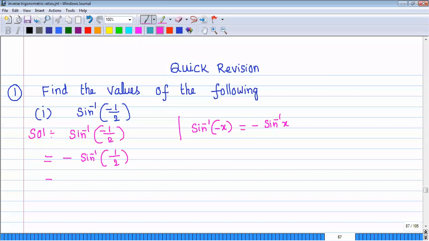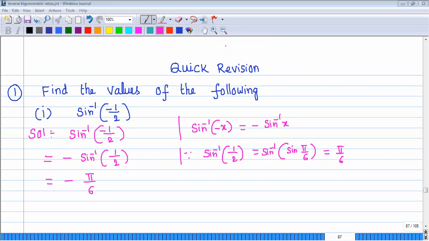So this we can write, sine inverse 1 by 2 equals sine inverse of sine 30 degrees. Sine 30 is 1 by 2. So this is pi by 6. So we can write negative pi by 6 is the answer. Understood now? It's clear.